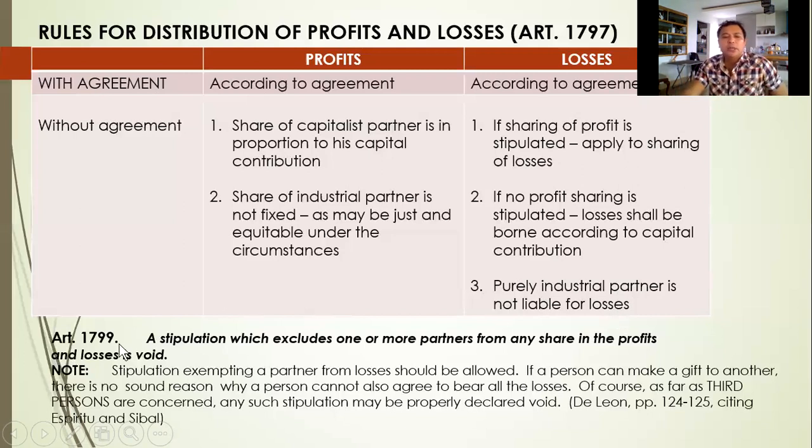In Article 1799, if there's an agreement or a stipulation which excludes one or more partners from any share in the profits and losses, this stipulation or provision is void, meaning it has no legal effect. No? Okay.